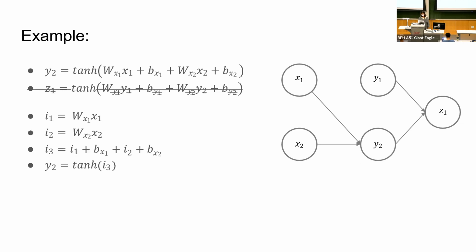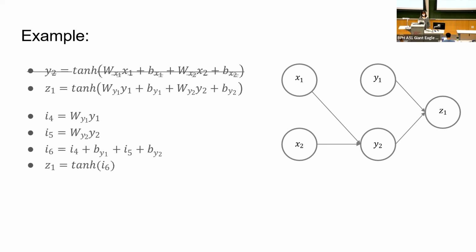So here we first want to rewrite the formula with the help of intermediate values. The first step is to write out Wx1 times x1 as a term called I1, and we do a similar thing for the multiplication between the weight matrix Wx2 and the input x2. And for I3, we consider everything inside the tanh, so it should be a simple summation of I1, bx1, I2, and bx2. And we simply pass this I3 into the tanh function, and we get y2.